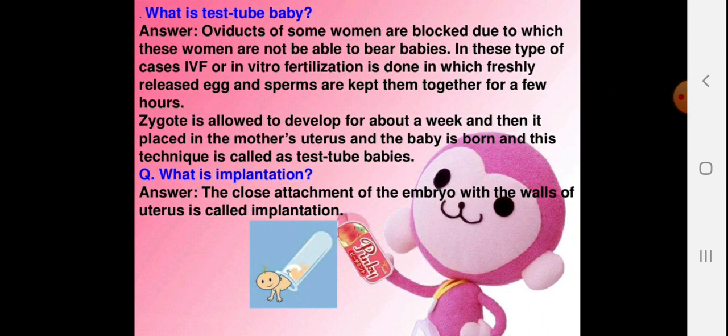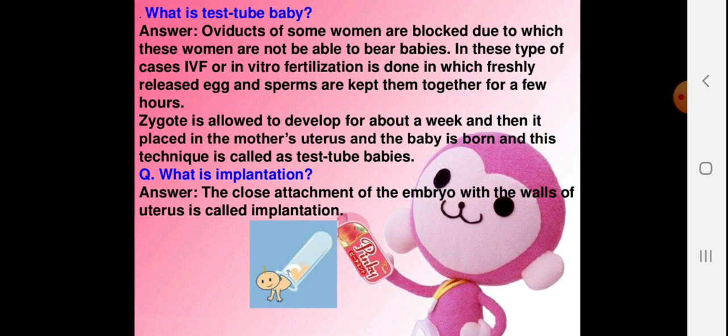What is a test tube baby? Now you might be very curious to know what a test tube baby is. Is it a baby in a test tube? Let's figure it out. The oviducts of some women are blocked, due to which these women are not able to bear babies. In such cases, IVF or in vitro fertilization is done, in which a freshly released egg and the sperms are kept together for a few hours. The zygote is allowed to develop for about a week and then it is placed in the mother's uterus and the baby is born. This technique is called test tube babies.